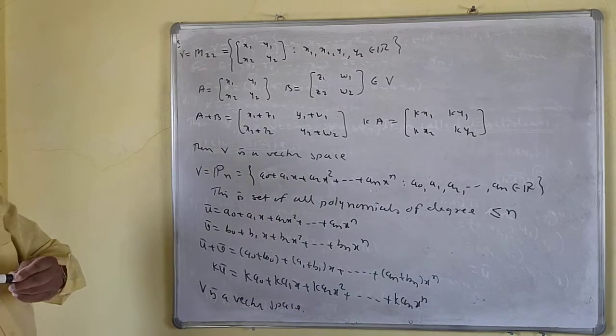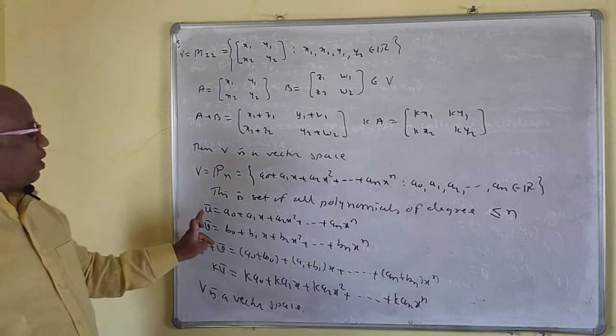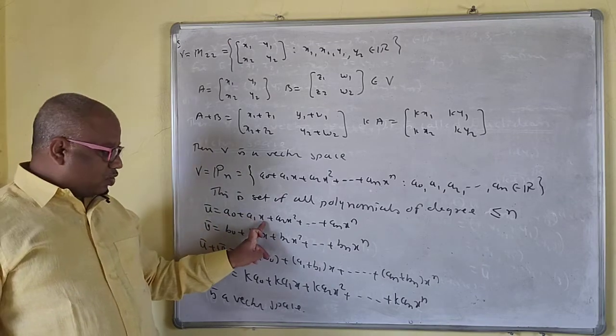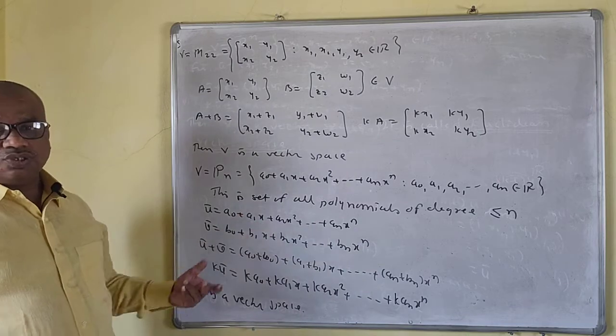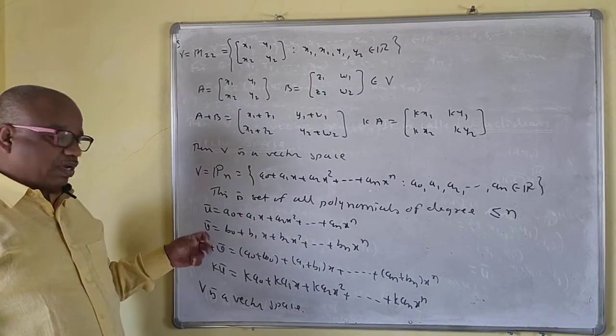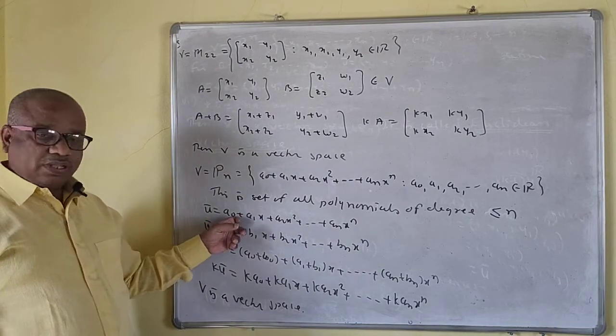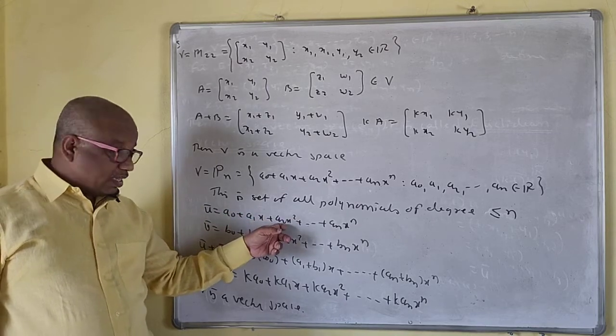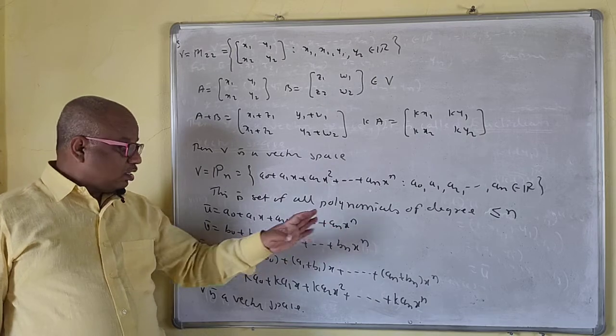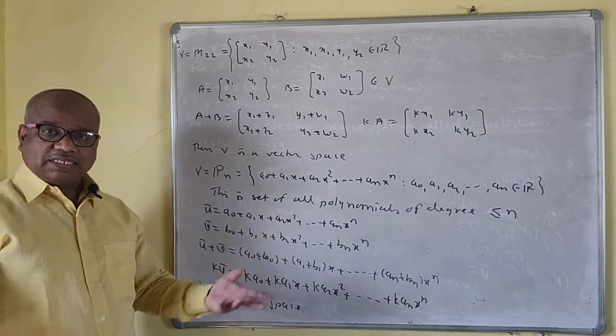So here, only two things are important. The zero polynomial: 0 bar is the same as 0 plus 0x plus 0x square plus dot dot dot 0x to the power n. That is your 0 bar. The negative vector is what? Minus a0 plus minus a1 x plus minus a2 x square plus dot dot dot minus an x to the power n. They are real numbers, so minus is also a real number.